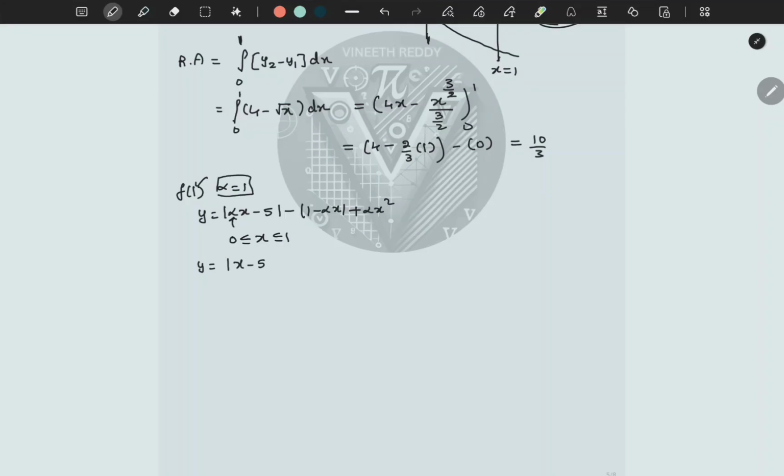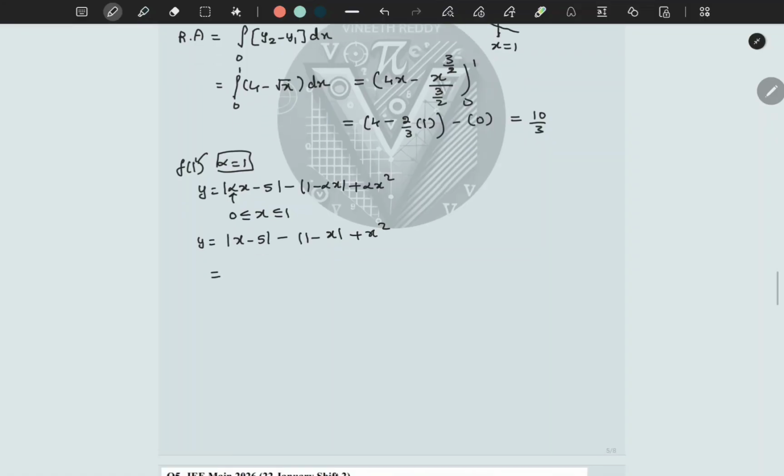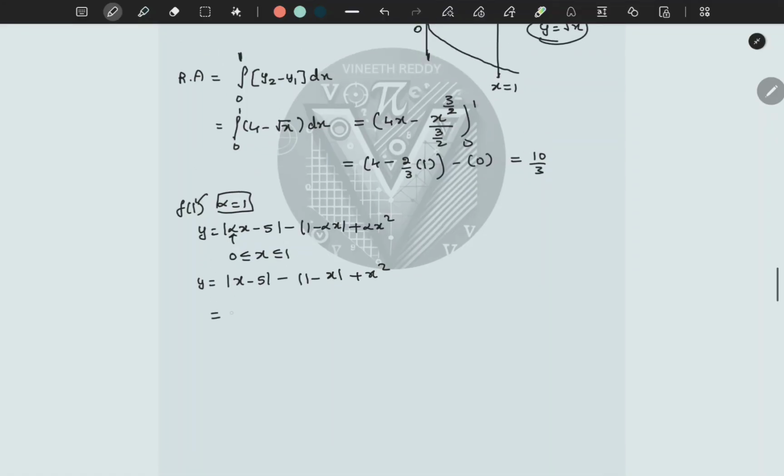So we get mod x minus 5 minus mod 1 minus x plus x square. And within this region, when x is less than 1, this modulus will be opening with a negative sign, and this will be opening with a positive sign. Since there is a negative sign, I am writing it as it is. So what do we get? Minus x plus 5 minus 1 plus x square minus x plus x gets cancelled. Ultimately we are left with x square plus 4.